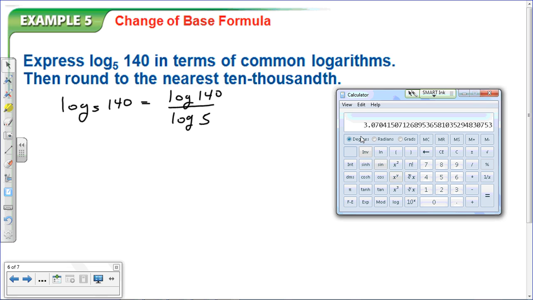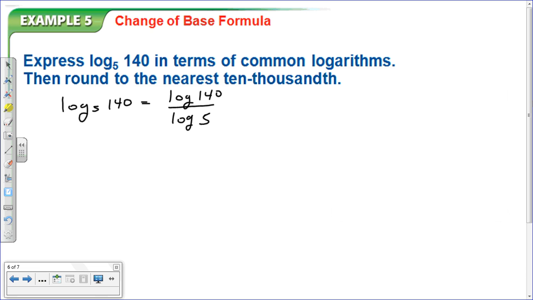Okay, round it to the nearest 10 thousandths, and this answer is 3.0704. Remember, that's an approximation of what it's equal to.